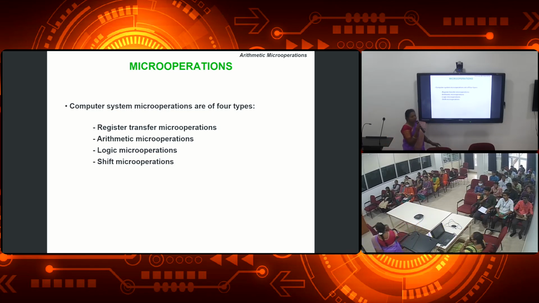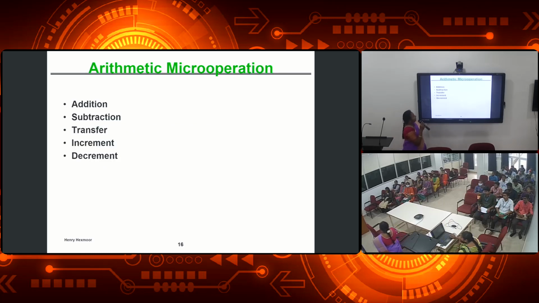Already we have seen the register transfer micro operation. If you are taking the arithmetic micro operation, what are the operations performed? Addition, subtraction, transfer, increment, decrement, addition with carry, subtraction with borrow. These are the basic operations performed in the registers.